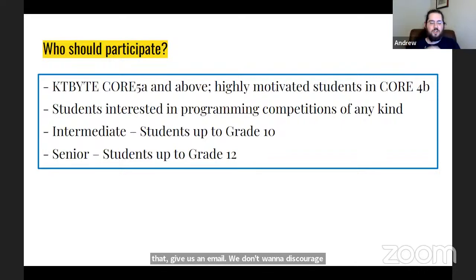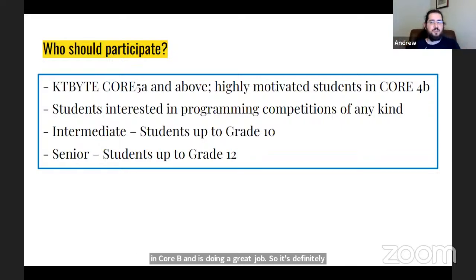It's just that to be solving a lot of the problems, it tends to be that you need to be at the sort of level that you see at the core 5 classes. But I actually just had a class today preparing some students, and one of them is in core 4B and is doing a great job. So it's definitely possible. Just let us know.